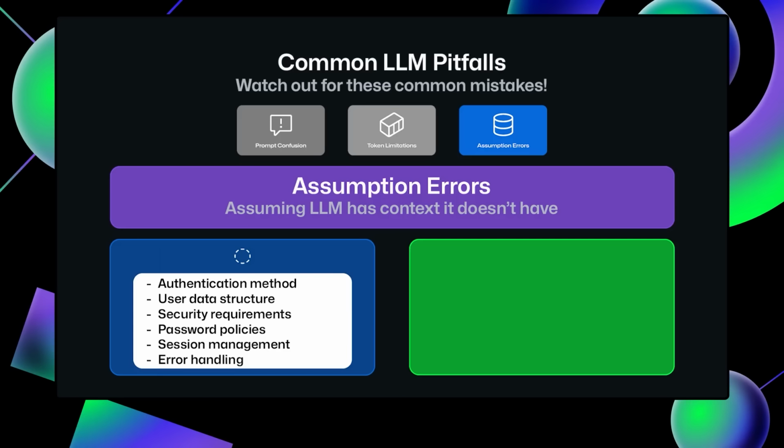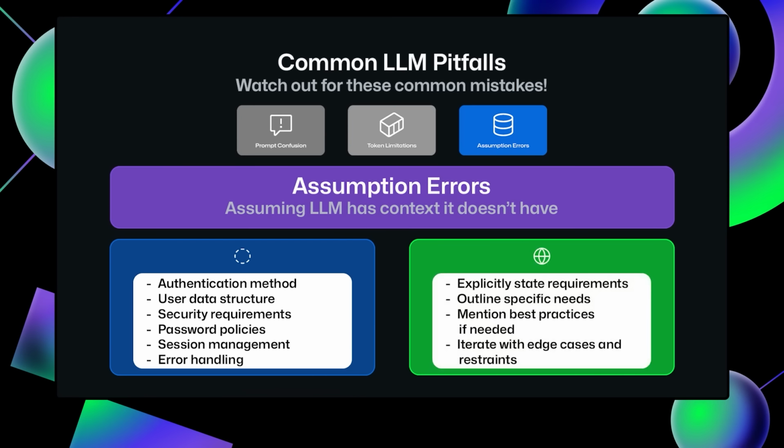And finally, we often assume that the LLM knows more than it does. If you say, add authentication to my app, does it know what your app even does? Does it know which technologies you might want to use? When doing a prompt like this, you need to explicitly state your requirements. Outline your specific needs, mention best practices if needed, and be ready to iterate again with edge cases and restraints. By stating all your requirements, you help ensure that the LLM doesn't overlook critical aspects of your request when it generates the output.